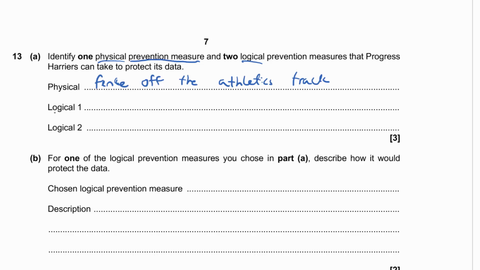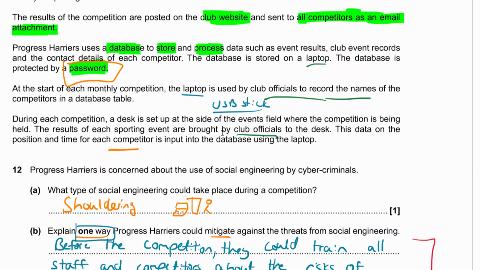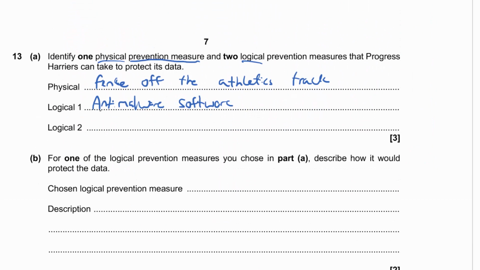A logical one, things like kind of your stock ones to have learned are things like having anti-malware software installed on the laptops here. And another good one to write is always passwords. Passwords are really important, and it does say it here unfortunately, which kind of ruins our chance of using it. So a better one to say, which is not just repeating the scenario, is things like having encryption.